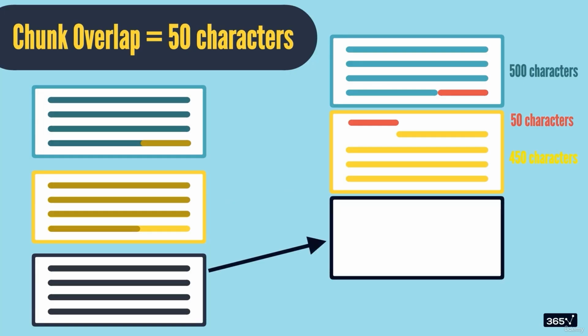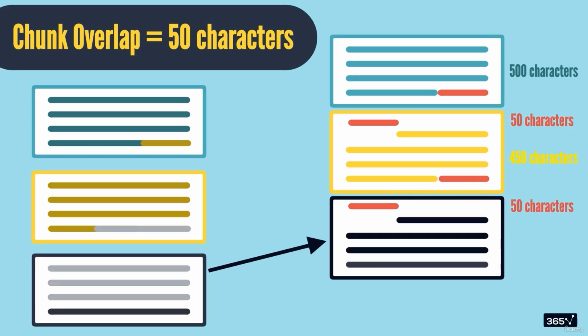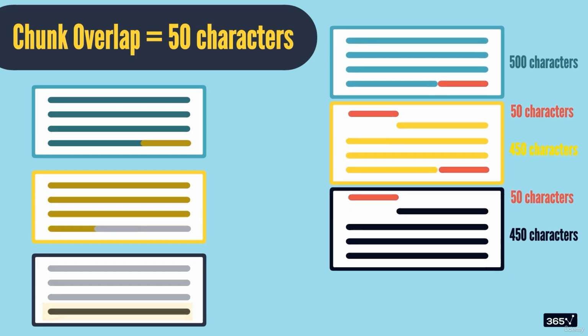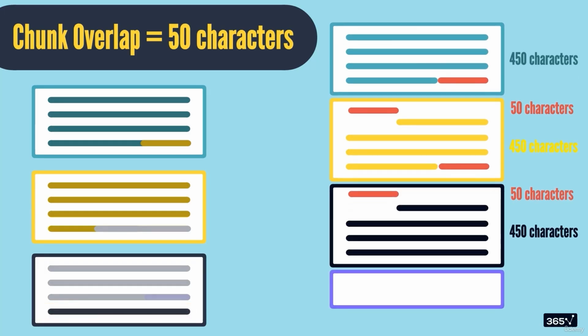Similarly, the third chunk begins with the last 50 characters from the second chunk and continues by taking 450 from the rest of the text. Since we still have some text left over, the fourth and final chunk begins with the last 50 characters from the third split and then takes the remaining 100 from the text.